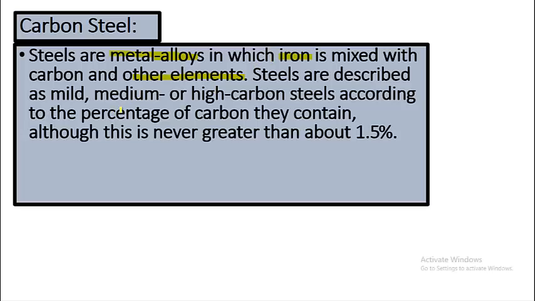Steels are described as mild, medium or high carbon steels according to the percentage of carbon they contain. Now this classification is based on the composition or percentage of the other elements the steel contains, which is mainly carbon in carbon steel. And the one thing that is important is that the percentage of carbon can never be greater than 1.5% in carbon steels, which can mainly be classified as mild carbon steel, medium carbon steel or high carbon steel.